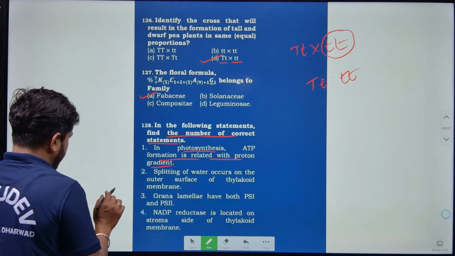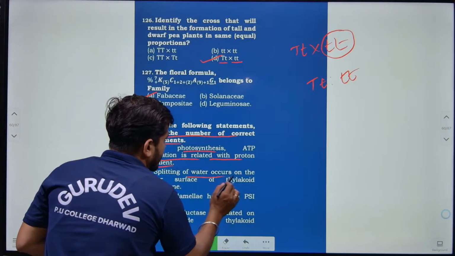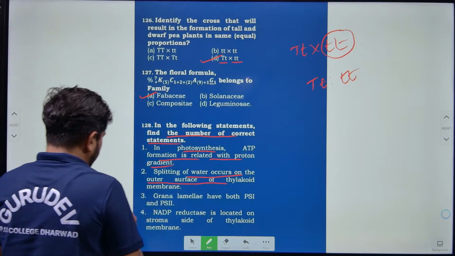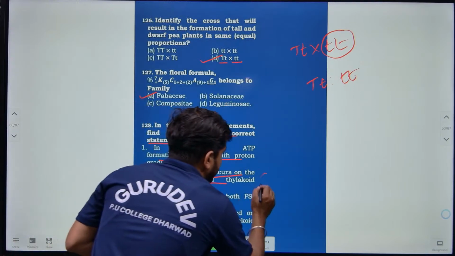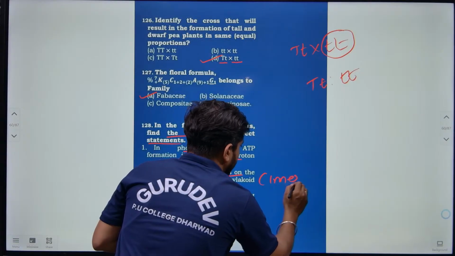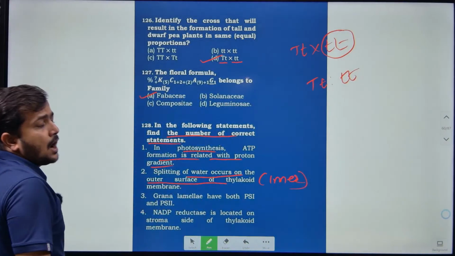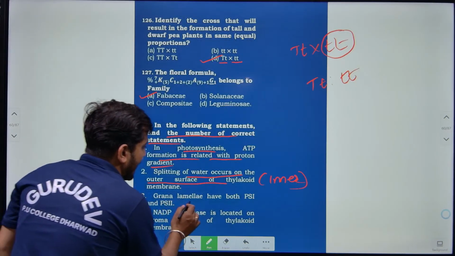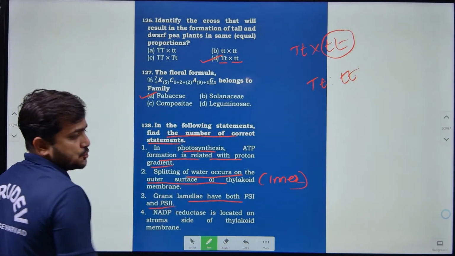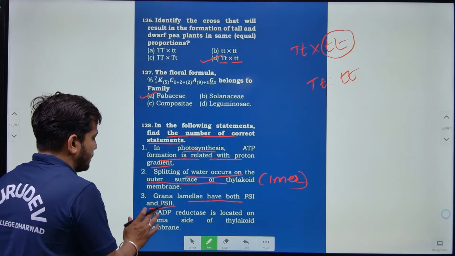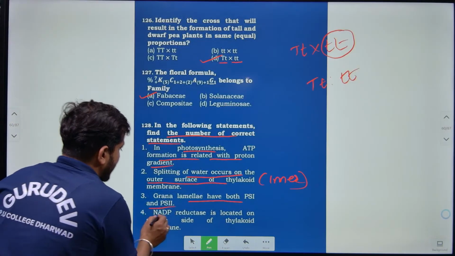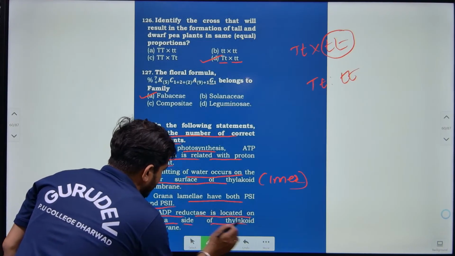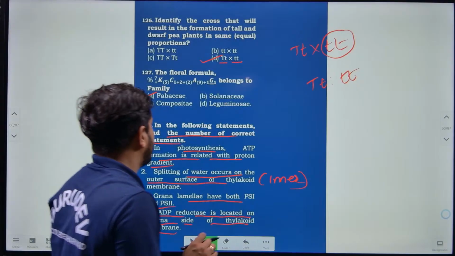Splitting of water occurs on the outer surface of what? Thylakoid membrane. So splitting of water takes place on the inner surface of the thylakoid, not with respect to the outer surface of the thylakoid here, right? Then grana lamella have both PS1 and PS2. Yes, grana lamella has both PS1 and PS2. NADP reductase is located on the stroma side of the thylakoid membrane. Yes, that is also correct, right?